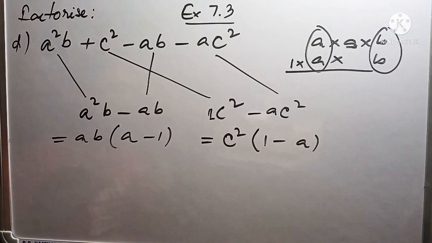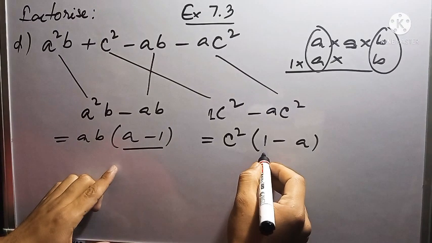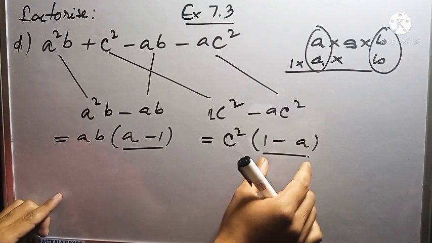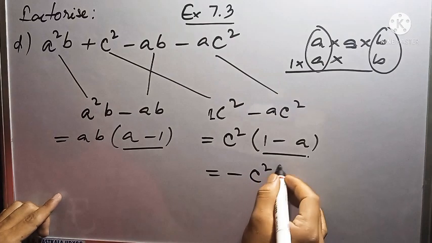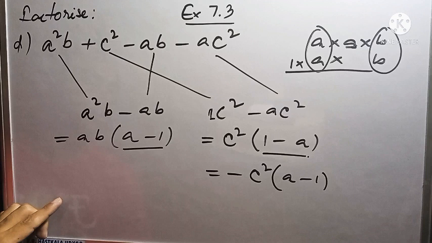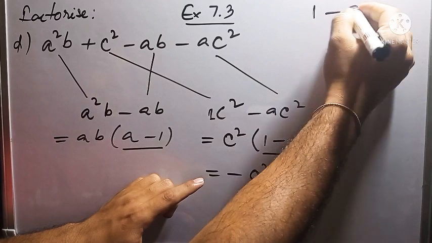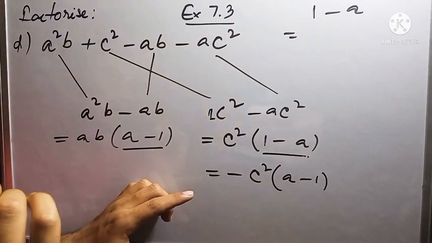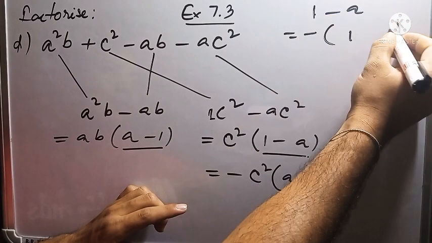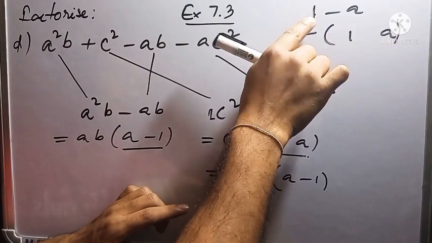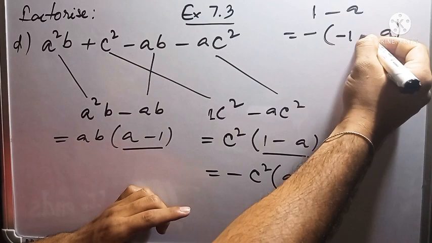After making the groups, I have taken out the factors. I find here A minus 1. And this is 1 minus A. So 1 minus A can be written in the form of minus C square, then A minus 1. Let me show you how it comes. This 1 minus A, let us take minus common. If you take minus common, write this 1 here, write this A here, then write their opposite signs. Here the sign of 1 is plus, so now you write minus. Here the sign of A is minus, so you write plus.